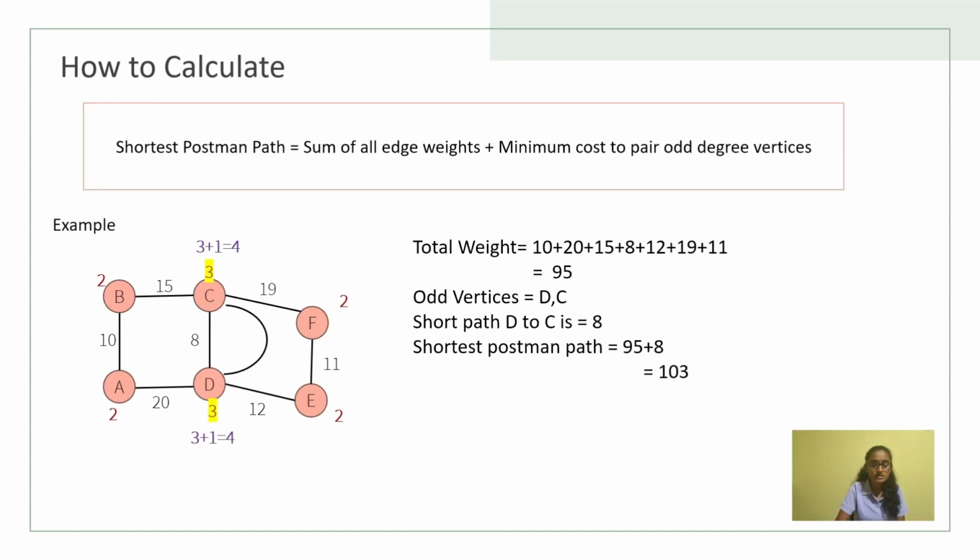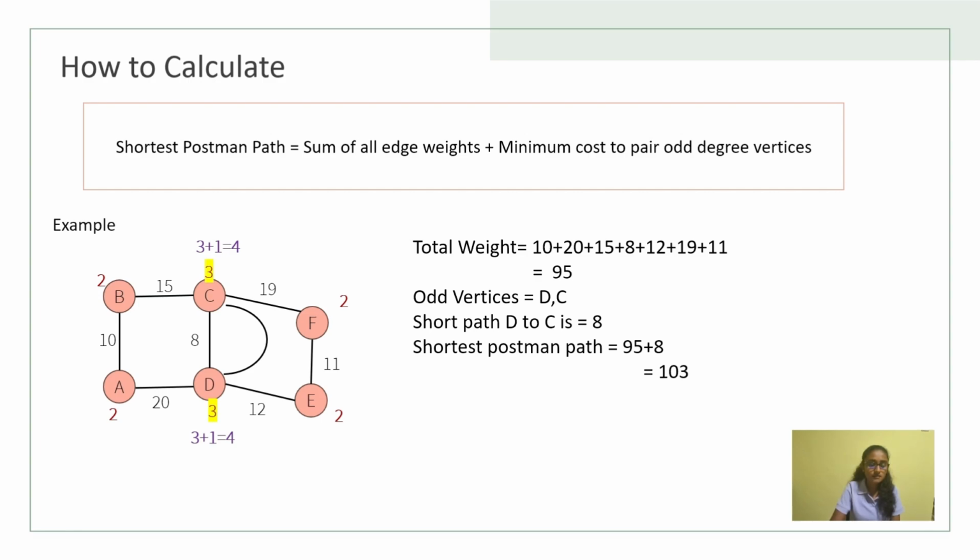Let's calculate the shortest postman path. To find the shortest postman path, we take the sum of all edge weights, and then at the minimum cost we need to pair the odd degree vertices.